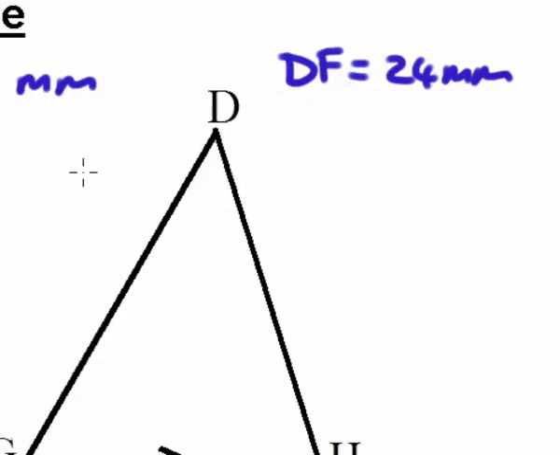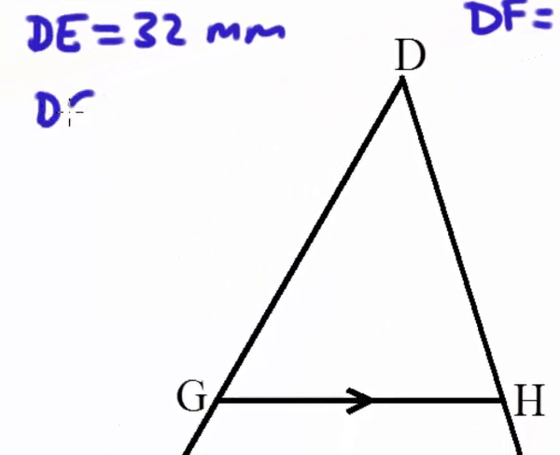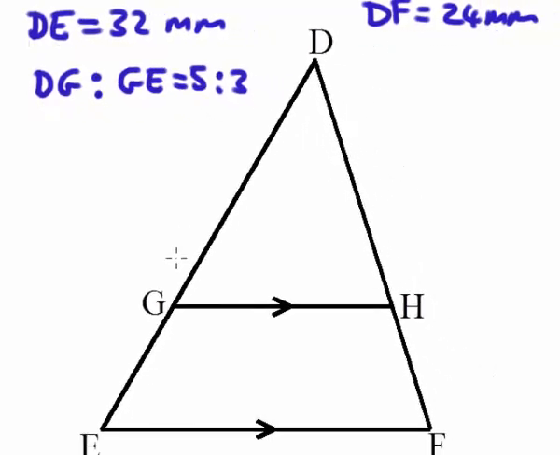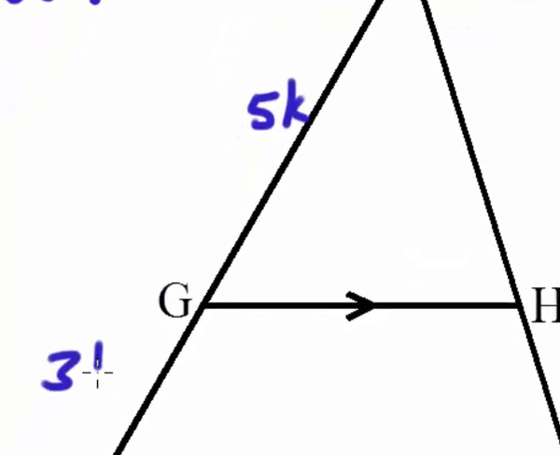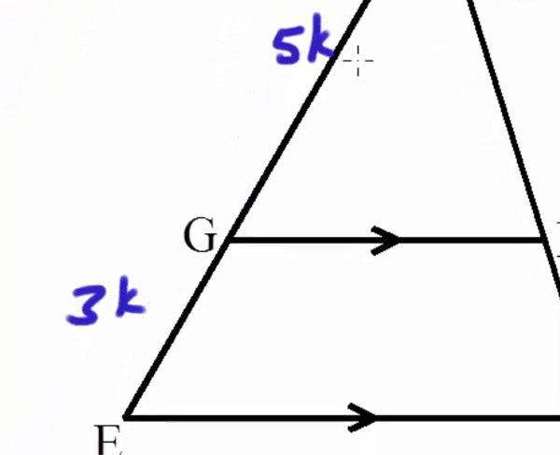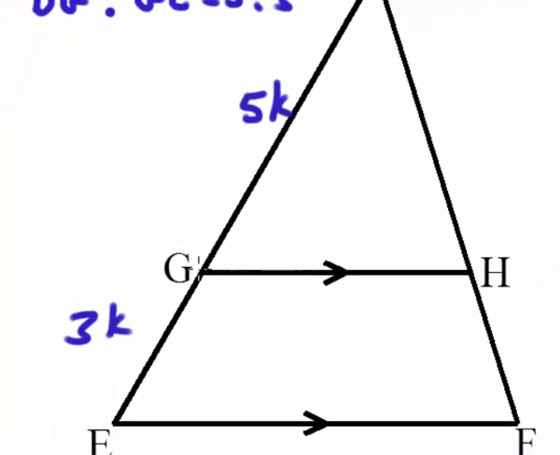But I'm going to give you a ratio. I'm going to say to you DG to GE is equal to 5 to 3. In other words, DG to GE is a ratio of 5 to 3. But remember, that's got to do with the parts. So what we need to do in this case is indicate something. I'm going to put a K onto those because it's 5 times something. We don't know what it is, so you always indicate that.